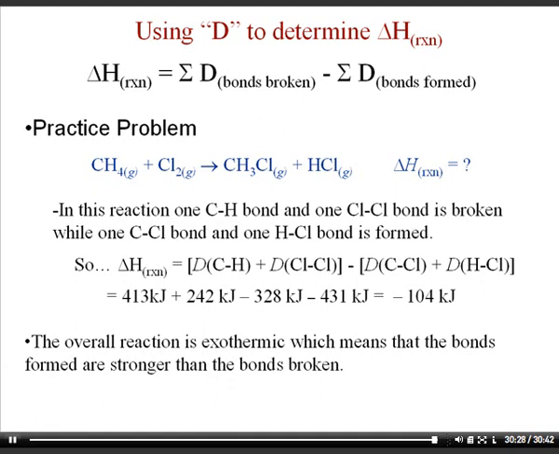It releases energy. Now, this result is consistent with Hess's law. We used Hess's law to find delta H's of reactions doing products minus reactants. You can do the same thing for bonds broken minus bonds formed. And again, as always, we do a lot of practice problems in class.